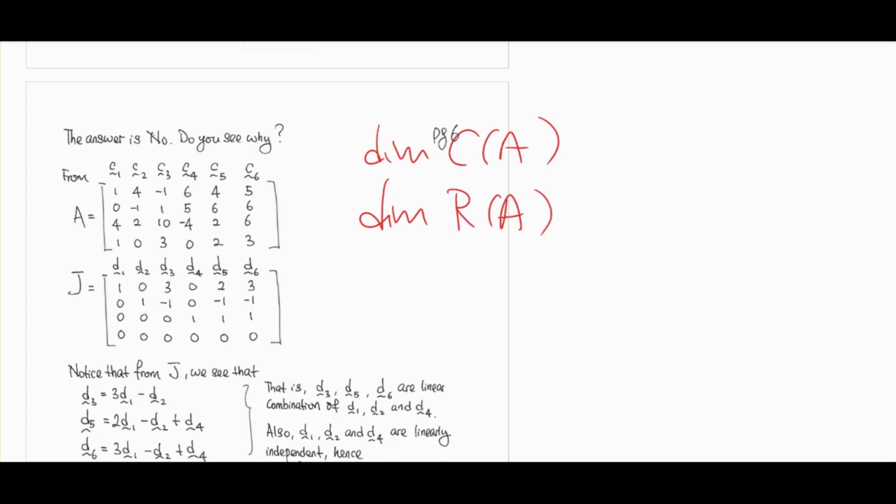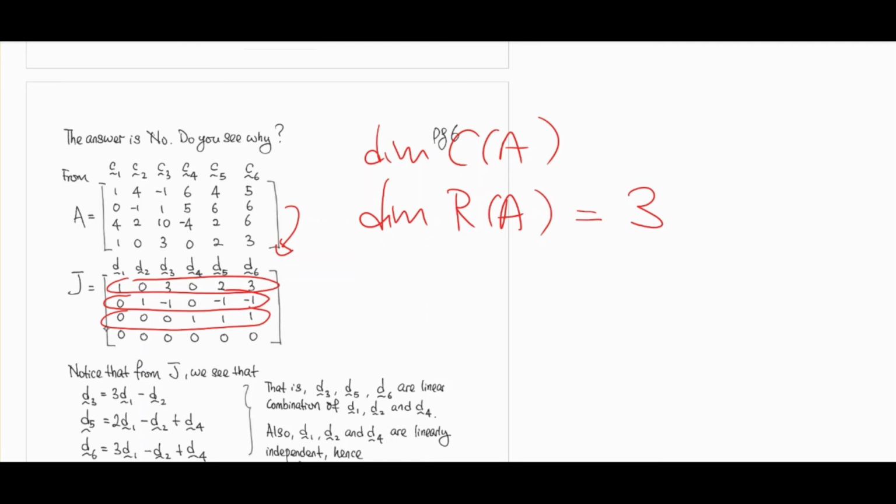Okay, so now we know that if you take this matrix A, row reduced to this REF matrix, this one right here, this one right here, and this one right here actually form a basis for the row space of A. So the row space of A, you look at the basis, it has 3 vectors in that basis, so the dimension of the row space of A is 3.